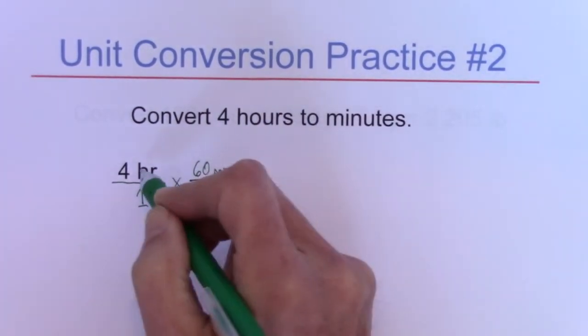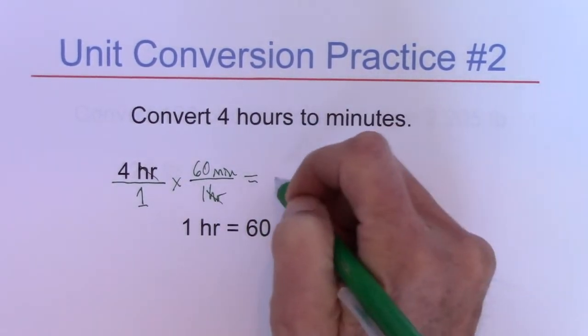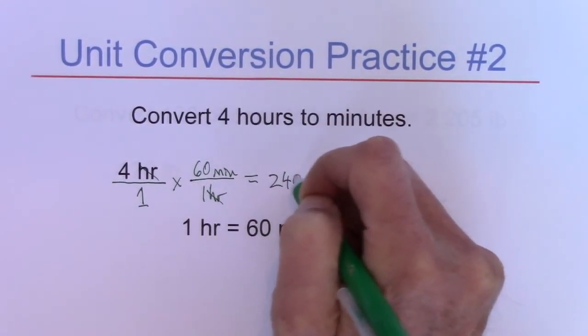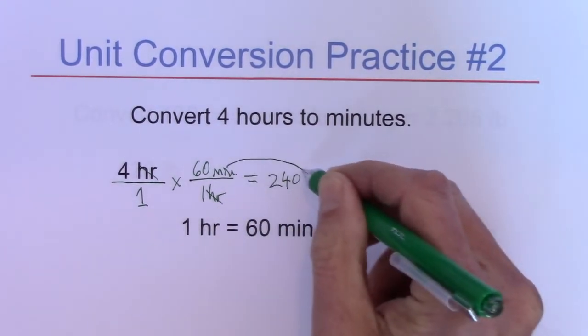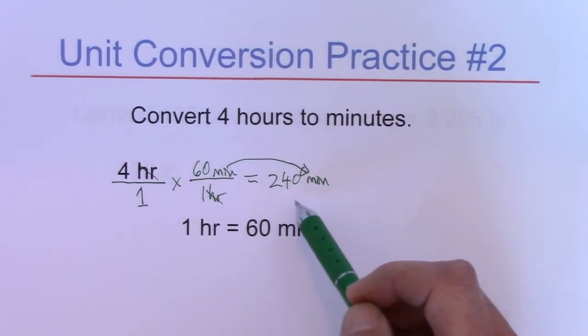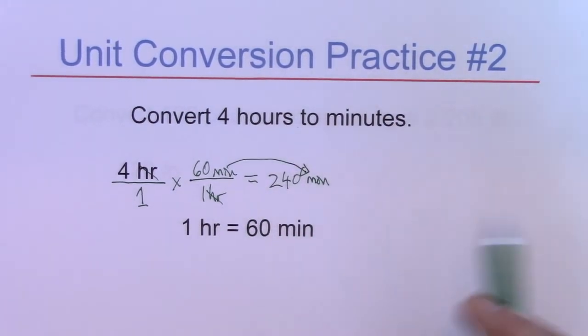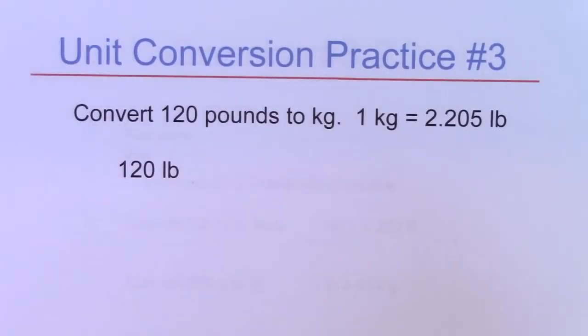This allows us to cancel out hours, and 4 times 60 is 240, and the units are minutes. So we've solved the problem. 4 hours are equal to 240 minutes. Let's do another problem.